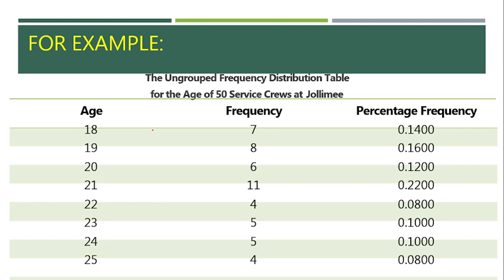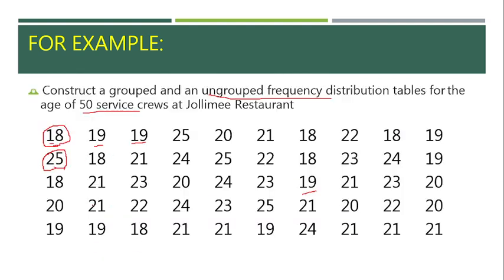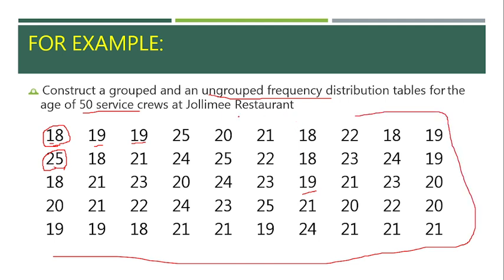If you're going to create an ungrouped frequency distribution table, first identify what values you have in the raw data, because this is your raw data. These are the raw data that you gathered in the first place, all 50 of them. This is the age. And there are a lot of 18s, correct?